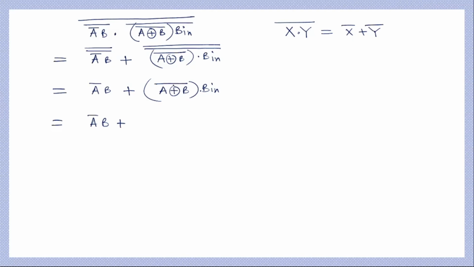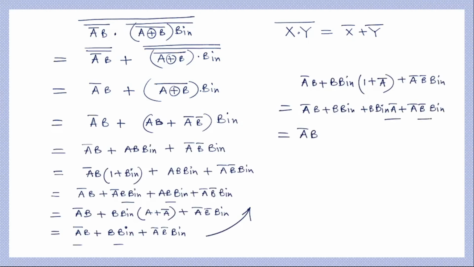That means this is A XNOR B. A XNOR B means it will be AB plus A complement B complement, and then we will have BIN with that. Now we can combine the third and fourth term. The second term will be BIN, and from here the common inputs are A complement BIN. If we take that as common, then within the bracket it will be B plus B complement. So finally it will be A bar B plus A bar BIN plus B BIN. So what is that? This is the borrow output of a full subtractor.